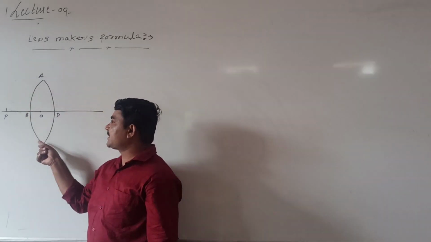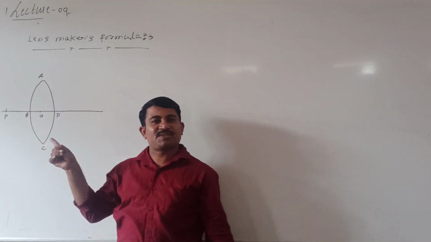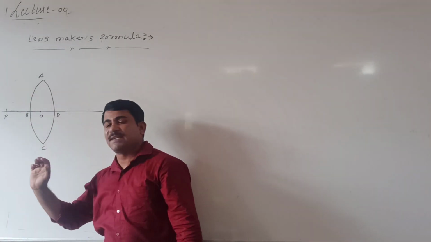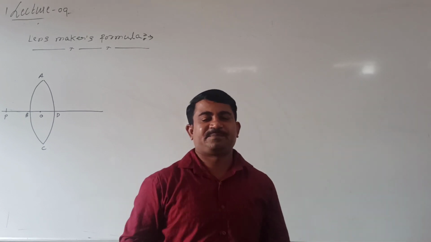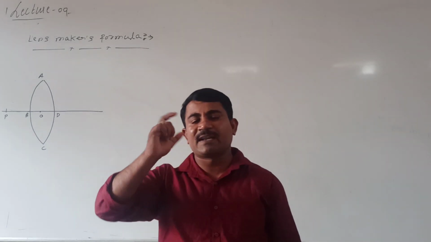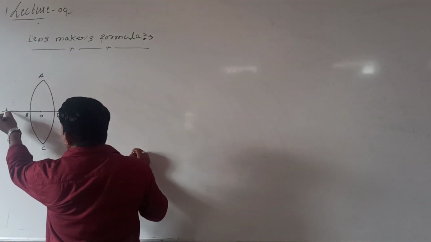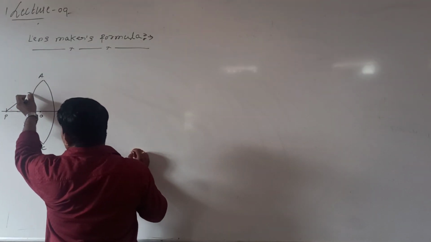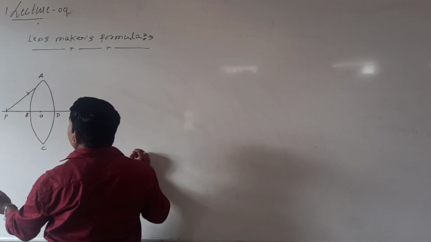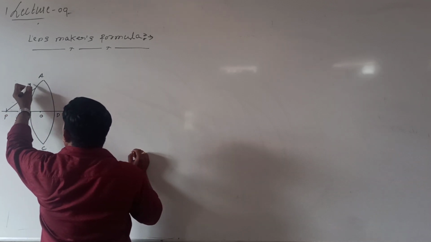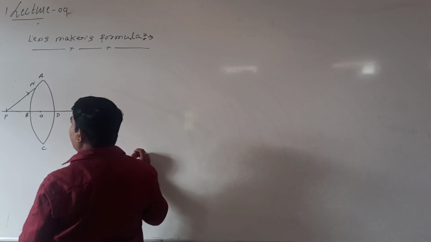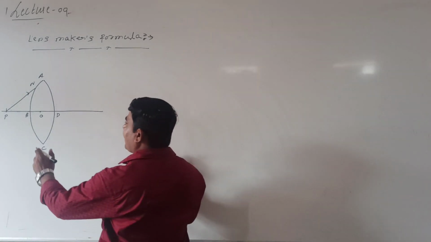The ABC surface is a convex spherical surface. ADC surface is a concave spherical surface. Right, concave spherical refracting surface. Now, whenever the ray of light is incident on the surface ABC, let us take which ray of light? I can take PN as the ray of light incident on the surface ABC.